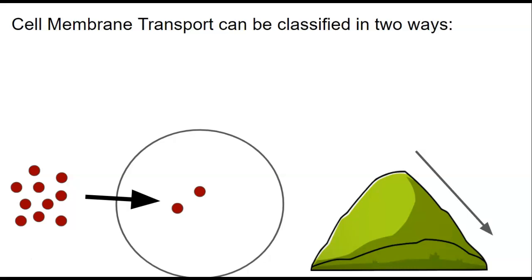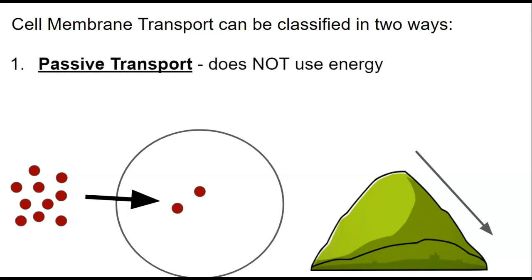The first way is a way that you already know about. Remember we talked about osmosis and diffusion, right? Osmosis, moving water from high to low, and diffusion, moving particles from high to low. This is what we call passive transport. Passive means it doesn't use energy, okay? It can just pass through the cell membrane without any energy at all.